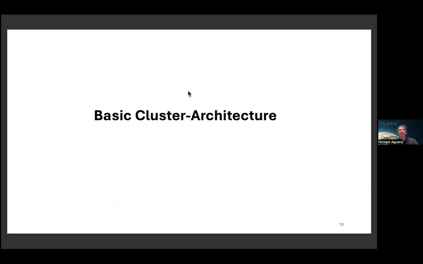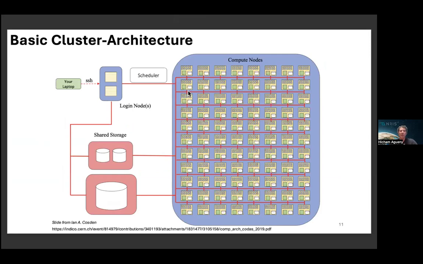So let's dive now into the hardware architecture, and let's start by looking at the basics of cluster architecture. This is the basic architecture of a cluster. In general, the way it works is that a user interacts with the login node via a secure shell, SSH, connection, for instance. The user submits a job, which is taken care of by a scheduler. It can be Slurm, for instance, and Slurm decides where and when the job should be performed on each compute node.